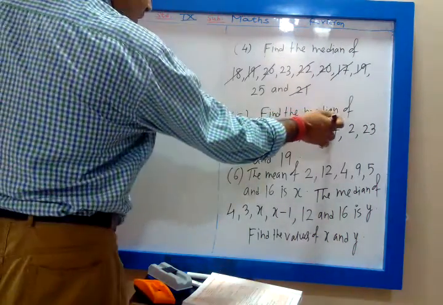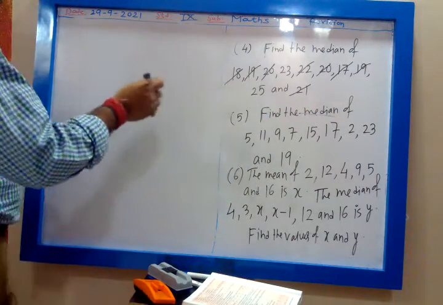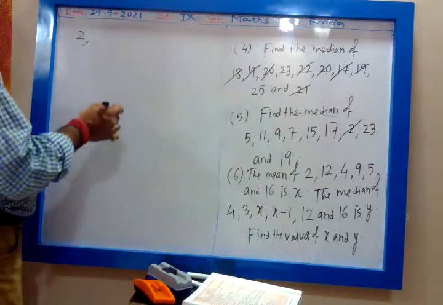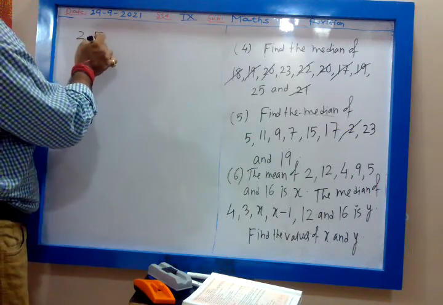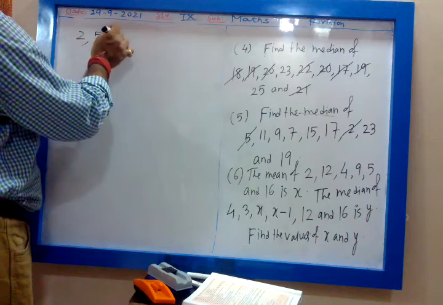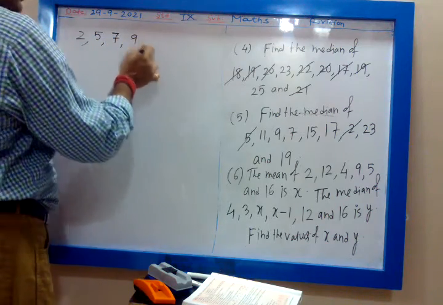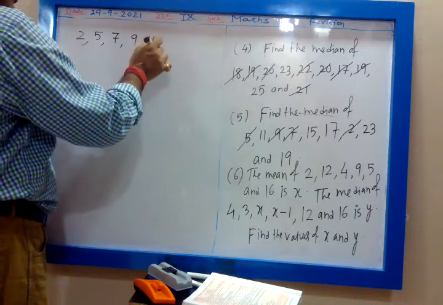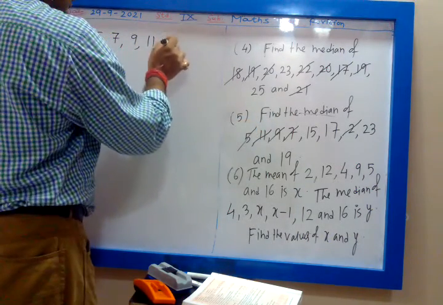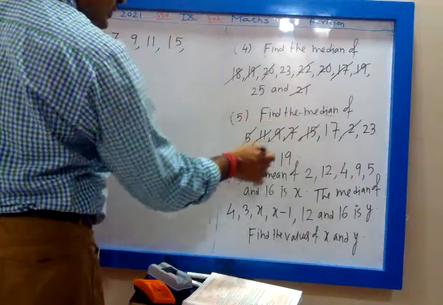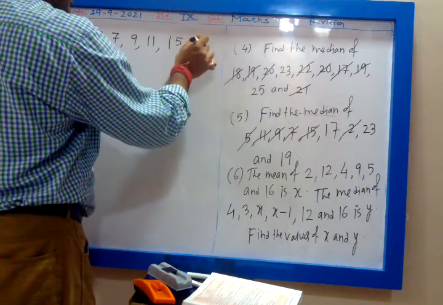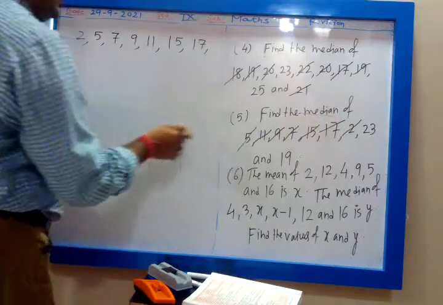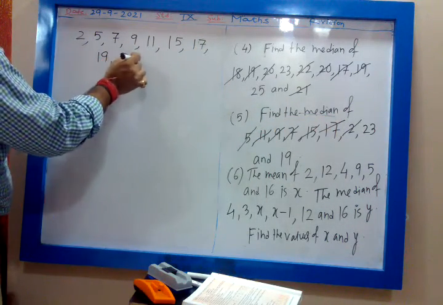First you arrange the data in ascending order for the median. What is the smaller number? 2. Cancel 2. Then 5, cancel. Then 7, then 9, 7, 9, then 11, cancel 11, then 15, cancel 15, then 17, then 19, then 23, correct?